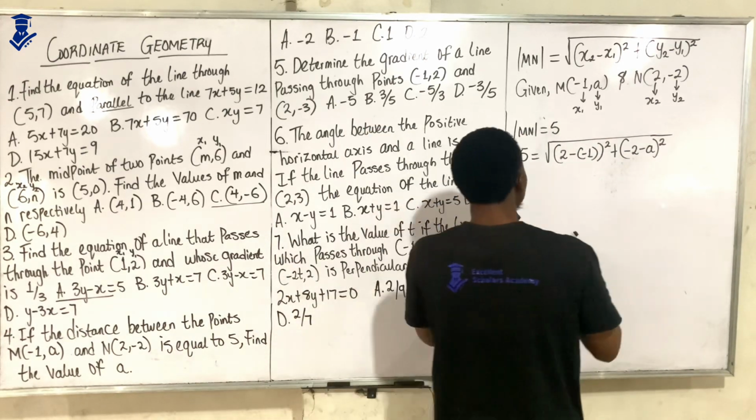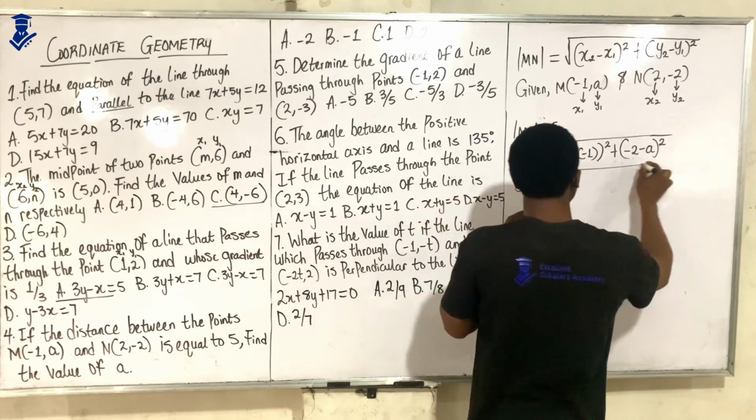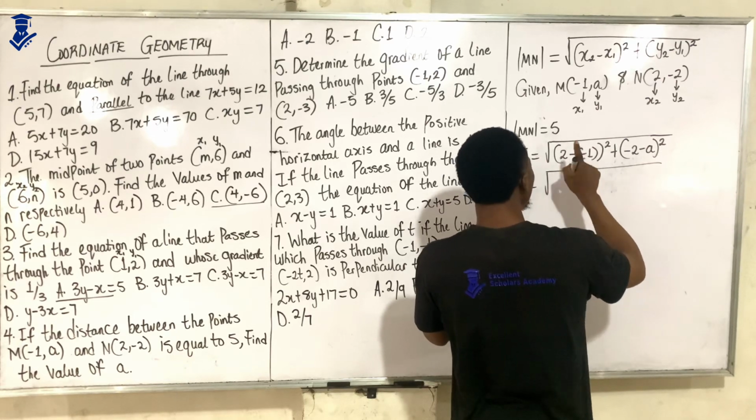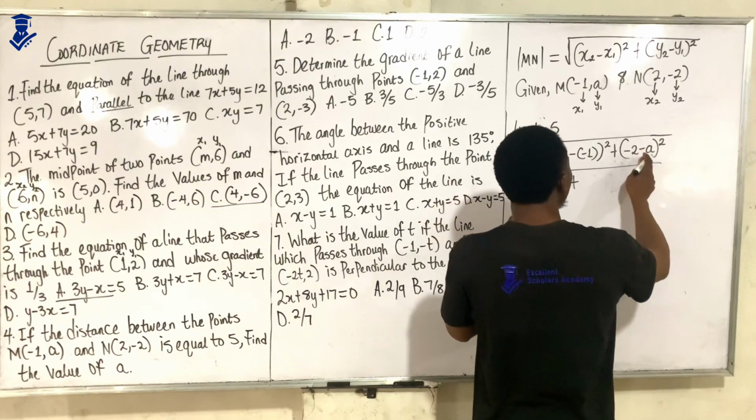So now let's continue. So this becomes what? 5 is equal to square root of. Now, this minus will go with this minus. Minus and minus is plus. 2 plus 1 is 3. 3 squared gives us what? 9. Plus, now, I'm going to open this.